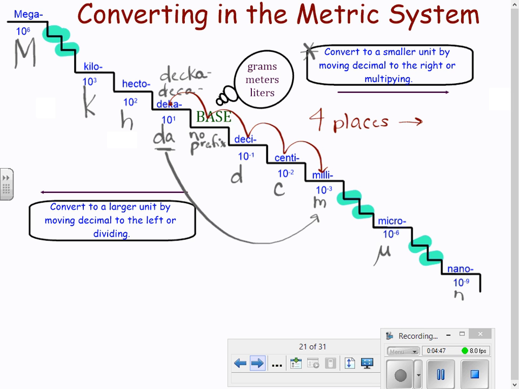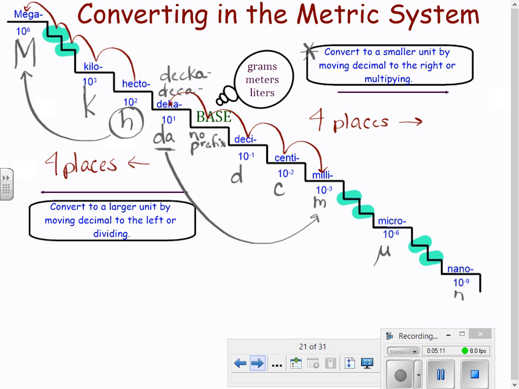Now let's say I wanted to go from hecto to mega. So I'm going from a smaller unit to a bigger unit. I'm going to count again, but I'm going to go up the stairs. 1, 2, 3, 4 places. So I'm going to move 4 places again, but this time I'm moving to the left.